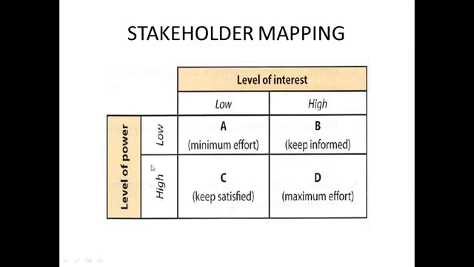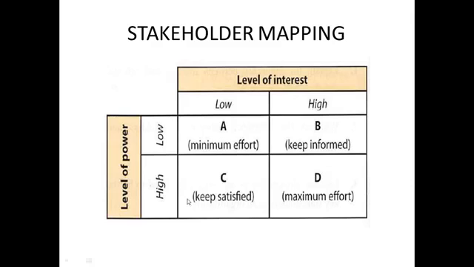Okay, so when we look at the matrix, category A says that the stakeholder has the lowest level of power and the lowest level of interest, so the business should apply minimum effort to satisfy that particular stakeholder. If you look at category B, the stakeholder in this category is the one who has the highest level of interest but doesn't have much power to do much. The business should definitely keep that stakeholder informed about what is going on in the company.